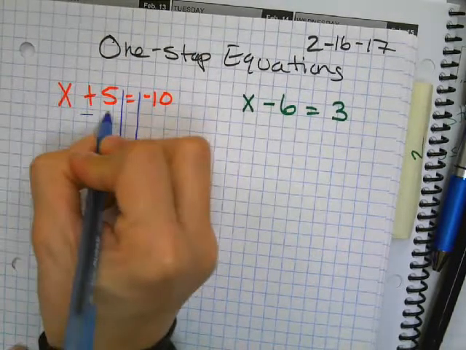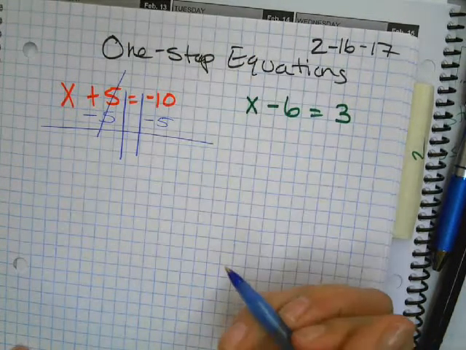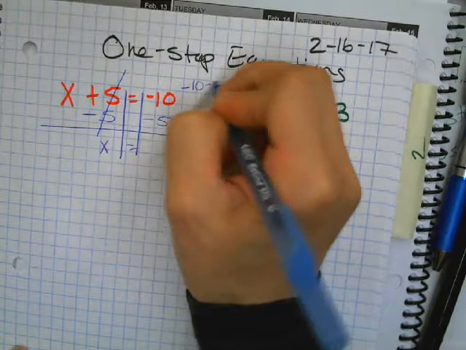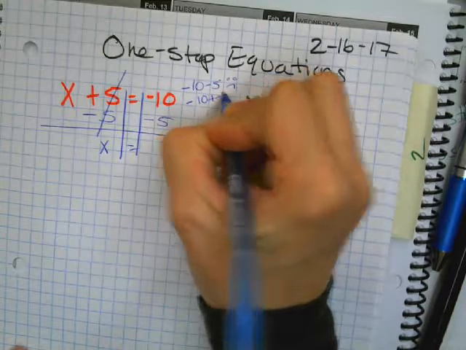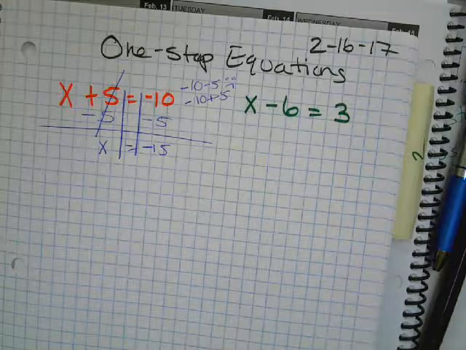Good. So here's how you show work for these. You minus 5 on both sides. This cancels out. You're left with x equals. Now this is negative 10 minus 5, which kind of makes me kind of sad. So negative 10 plus negative 5 is equal to negative 15. Hopefully you didn't write 5.